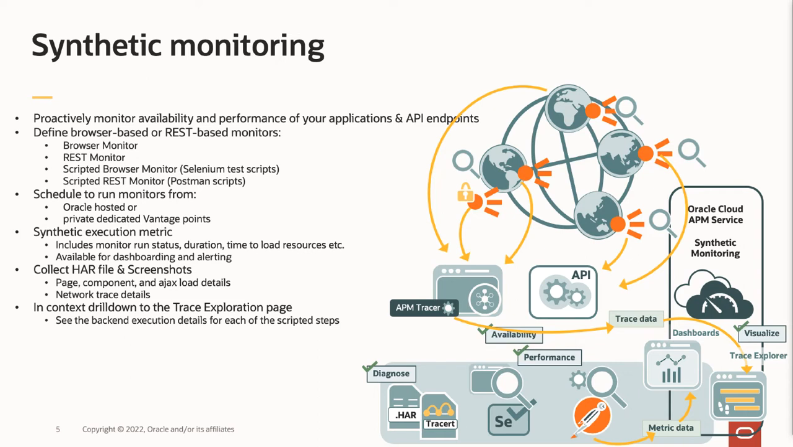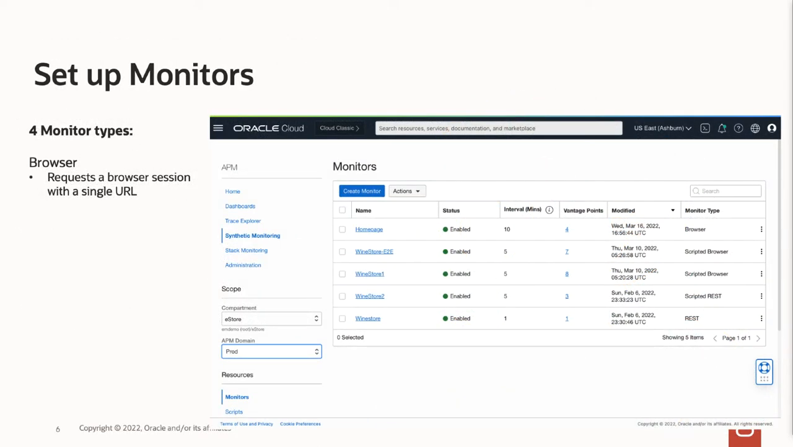Next, I will show you how to create a browser monitor. A monitor can be created in the synthetic monitoring page in Oracle Cloud Console. This is also the page where you can see the status of the existing monitors. In this example, there are 5 monitors configured in this APM domain. You can see the status, interval, and number of vantage points for each monitor.